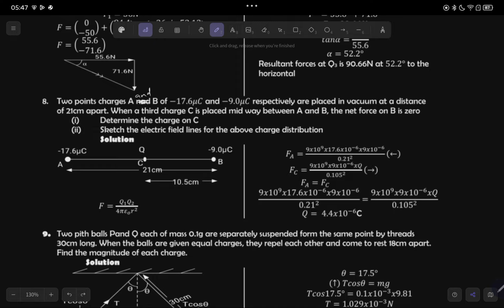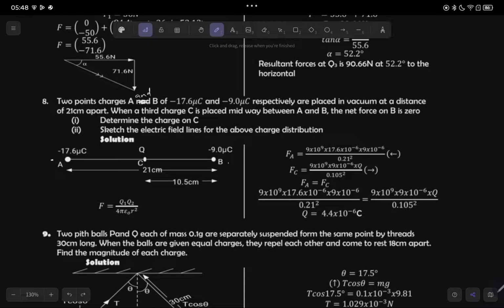We shall look at the electric field lines later when we're looking at electric fields, but for now we shall devote ourselves to Roman 1, which involves Coulomb's law of electrostatics. Now, we have two charges. One is negative 17 microcoulombs placed at A. The other is negative 9 microcoulombs placed at B.